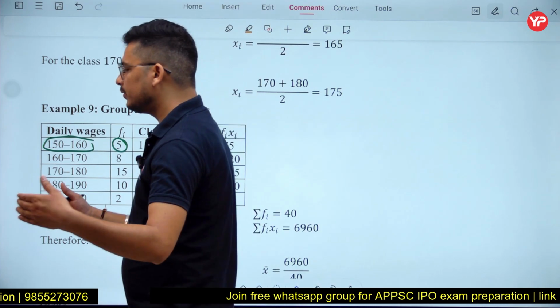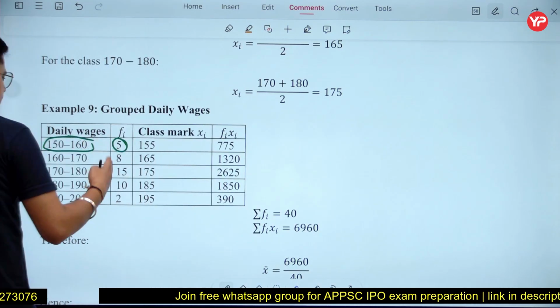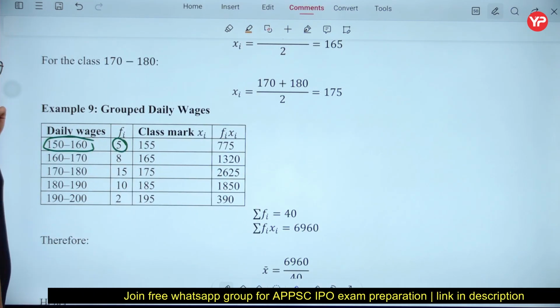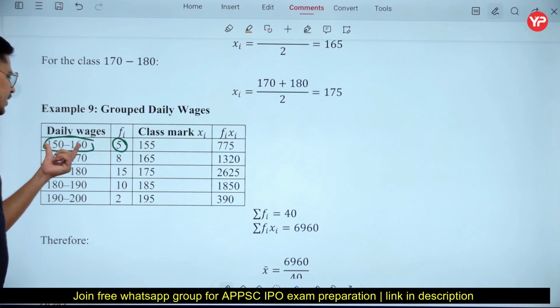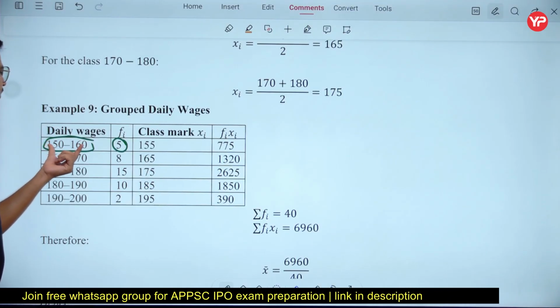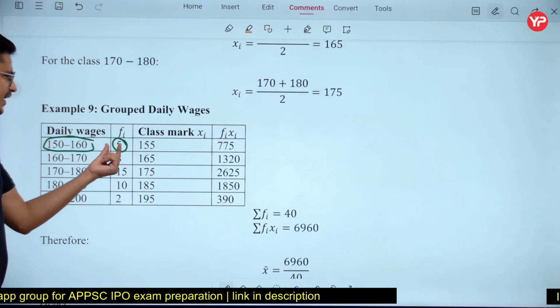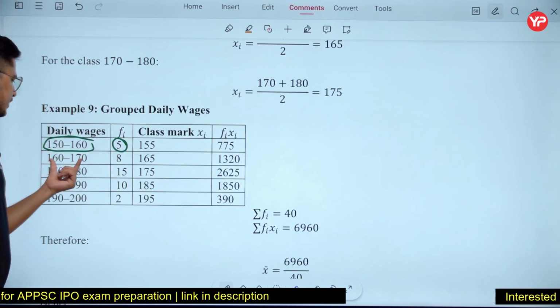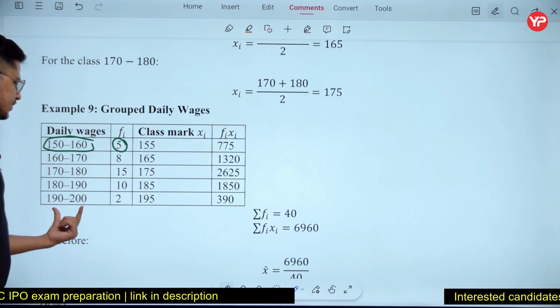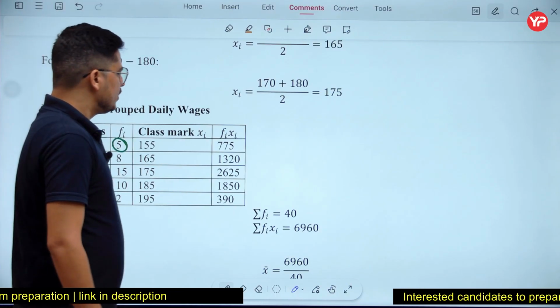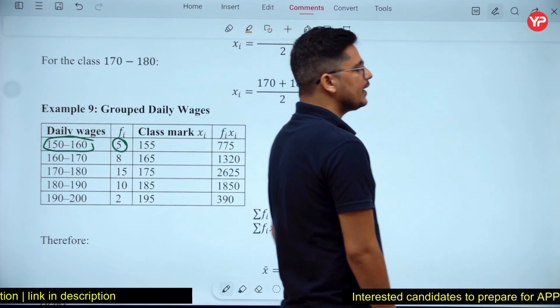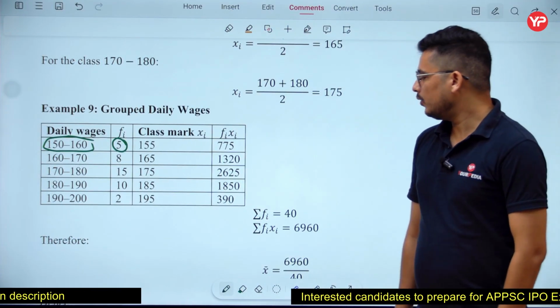So then we will do one thing: we will divide the complete data into grouped form. Grouped form means we divide the data into groups, like daily wages of 150 to 160 having a frequency of 5, then 160 to 170. So this is equidistant grouped data. In that grouped data, how can we find the mean?